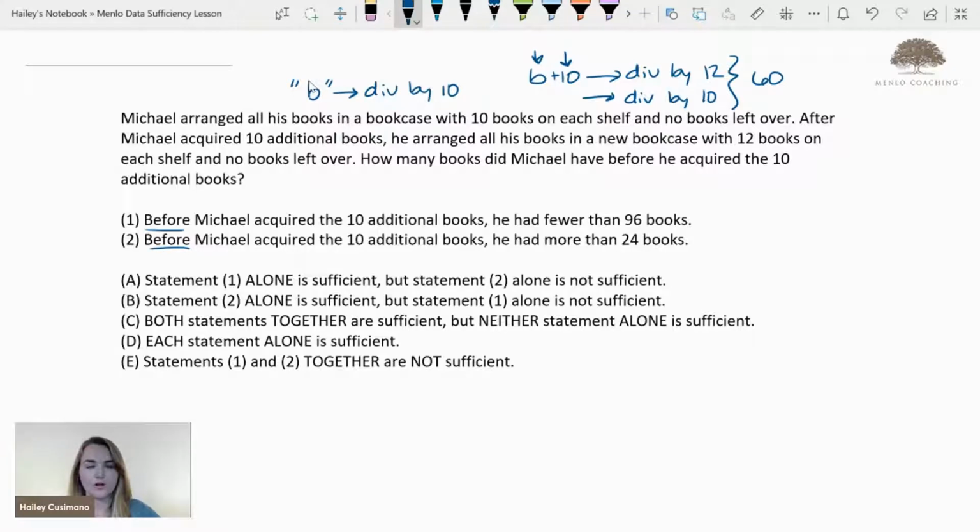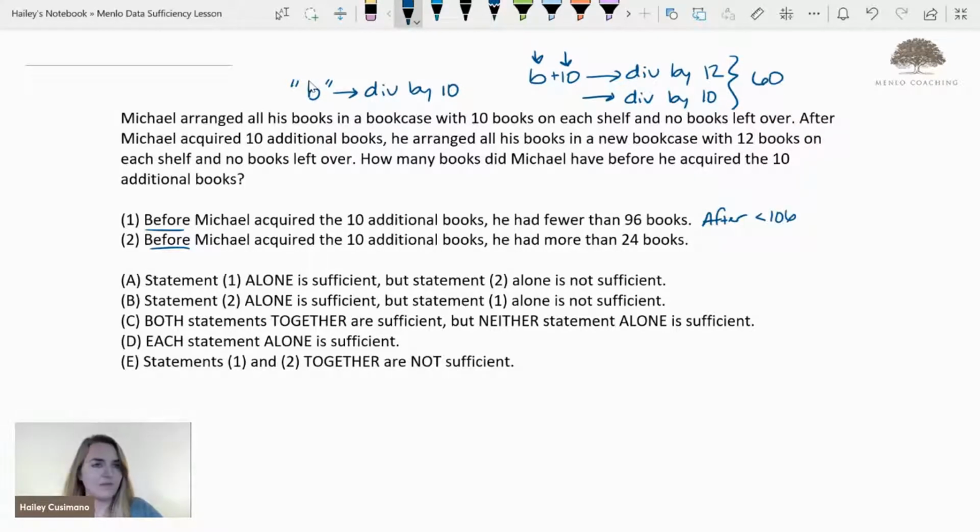Now, one thing I do want to make note of is the fact that they gave us the information in terms of before. This wouldn't actually have tripped you up on this example, but there are two or three other examples just like it that are a little bit trickier where it might have. If before Michael acquired the 10 additional books, he had fewer than 96 books, that means that after, he had fewer than 106, right?